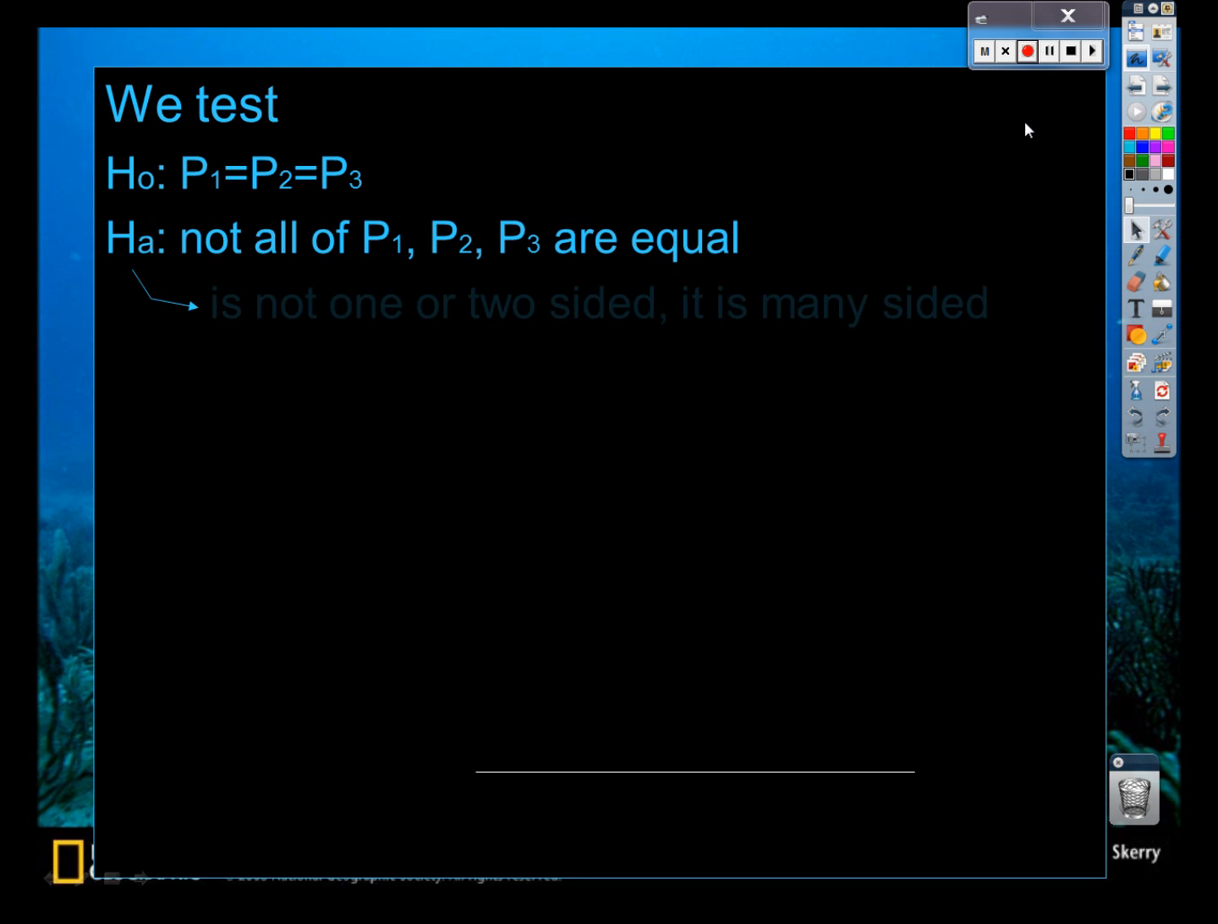The alternative hypothesis is that there is a difference. The null hypothesis is always that there's no difference among treatments. The alternative is that there is. I can write that not P1, P2, and P3 are equal, meaning that they are different. I could also write out a sentence: there is a difference among the three treatments, or there is an association. This is not a one or two-sided test, it's many-sided, because I'm comparing across multiple categories.